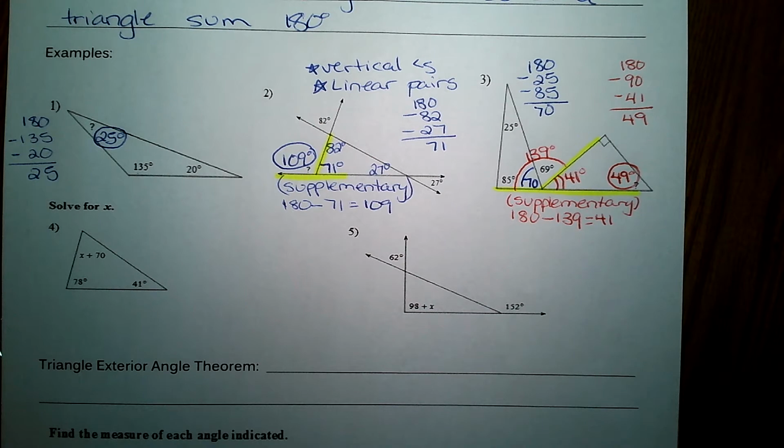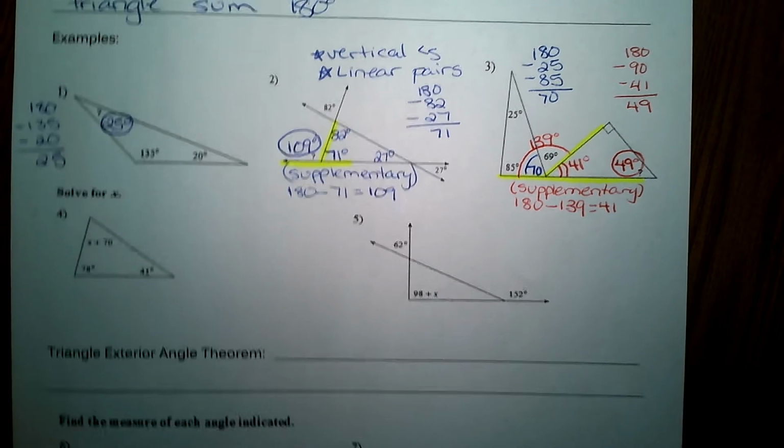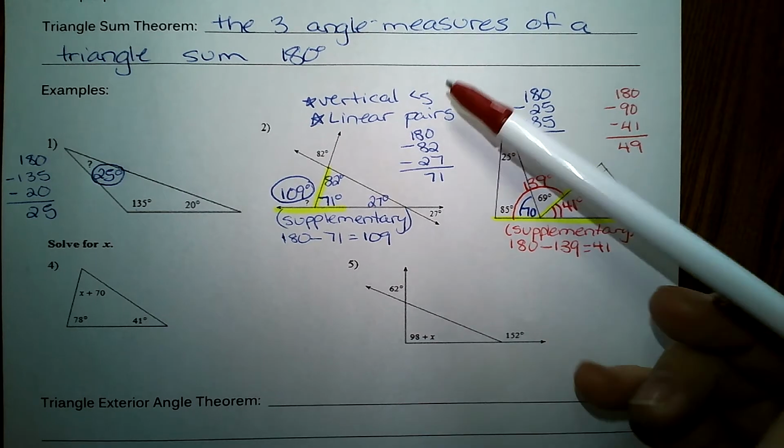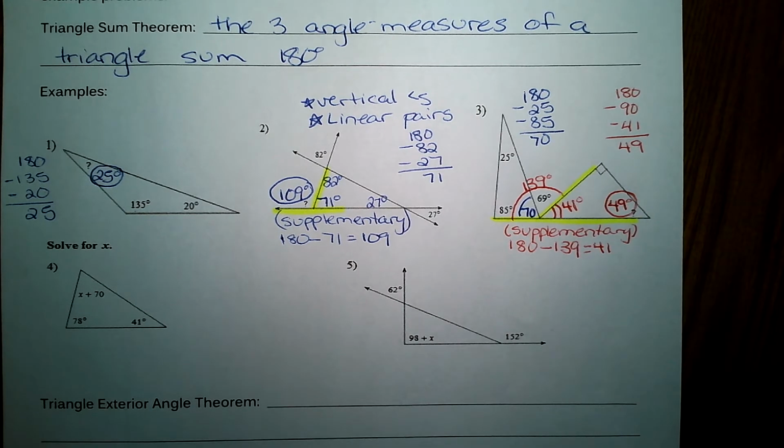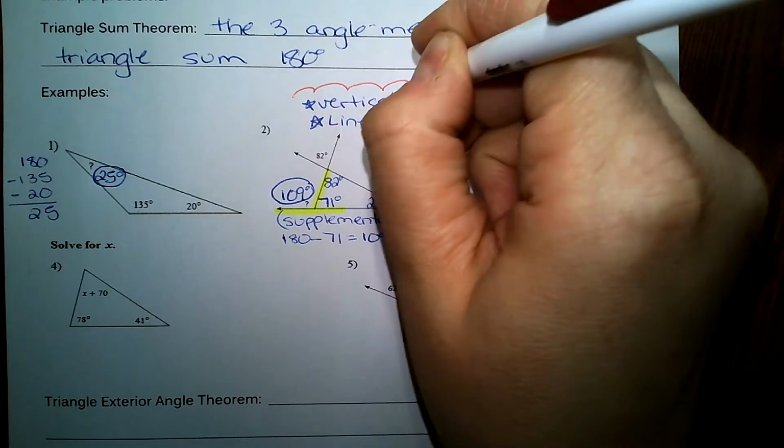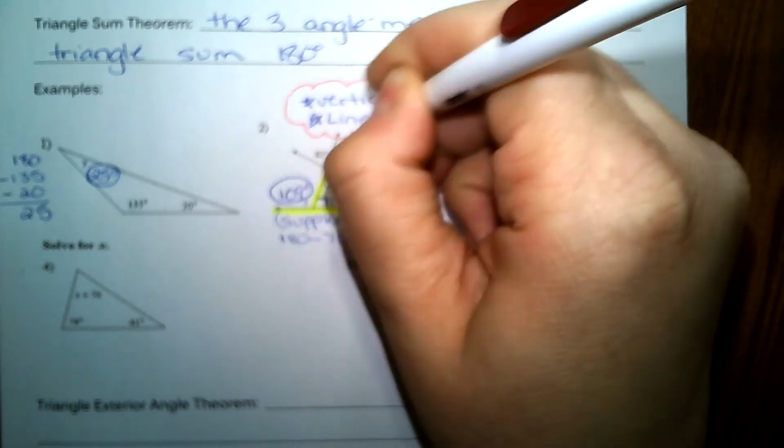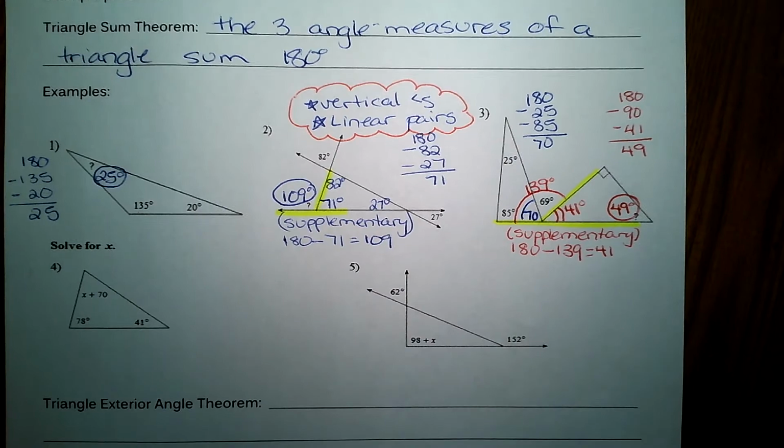So these problems are rather challenging and there's not even algebra involved, okay? Here we're just looking at the relationships of the triangle sum theorem as well as vertical angles and linear pairs. Just something to keep in mind. I'm going to put that in a little bubble so that it stays in your brain, okay?